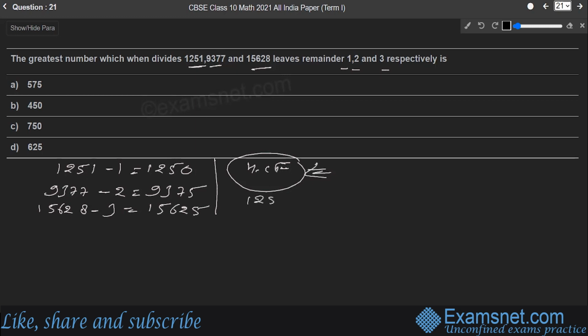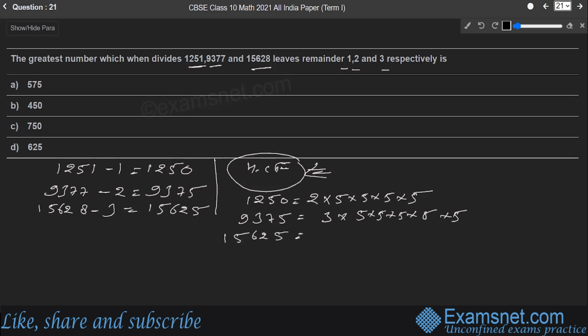So the numbers are 1250, 9375 and 15625, so we have to do the prime factorization. If we do the factorization of 1250, this becomes 2 into 5 into 5 into 5 into 5, that is 4 times 5. The factorization of the other number 9375 is 3 into 5 into 5 into 5 into 5 into 5, so there are 5 times 5. Then the last number is 15625. If we do the prime factorization of this, we reach 5 into 5 into 5 into 5 into 5 into 5, that is 6 times 5.